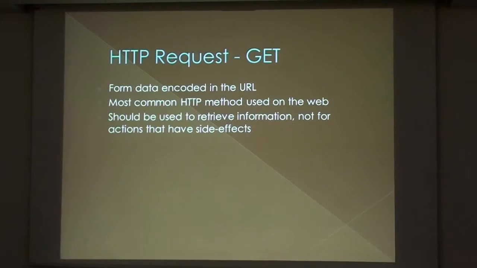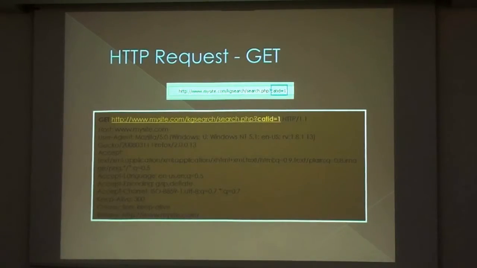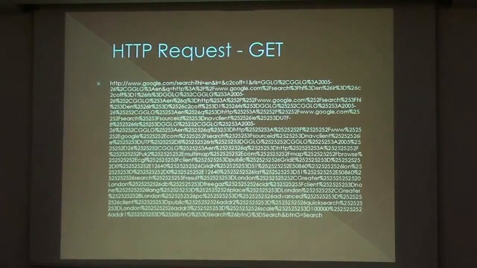First, we will see the GET method. It is the most commonly used. In this, form data is encoded in the URL and should be used to retrieve information and not for actions. So this is how the GET method looks, and this is the encoded URL.